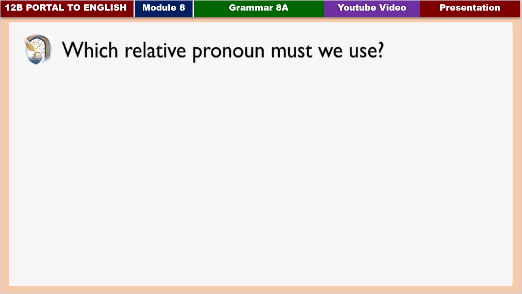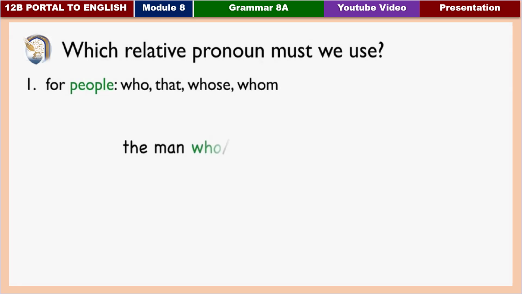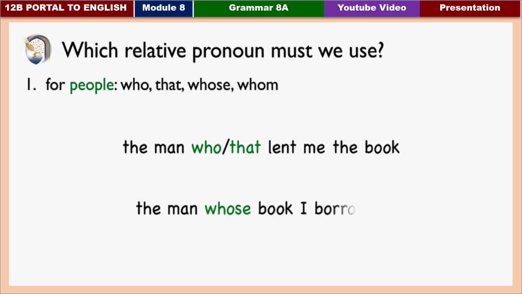Now, let's have a look at which relative pronoun we must use in each case. First of all, for people, we can use who, that, whose, or whom. For example, the man who lent me the book, or the man that lent me the book, or the man whose book I borrowed.